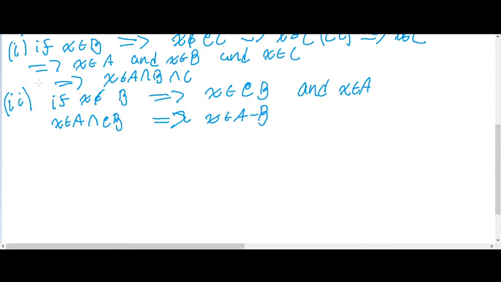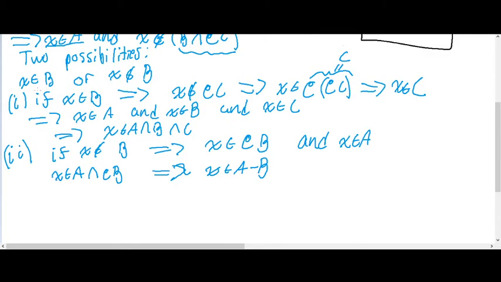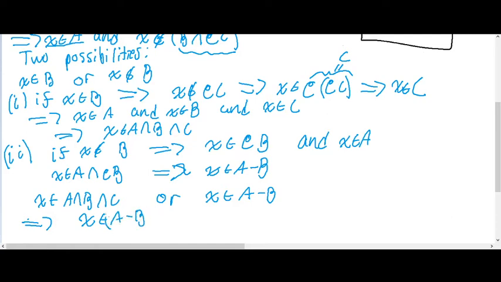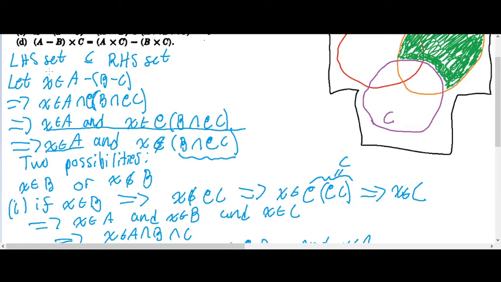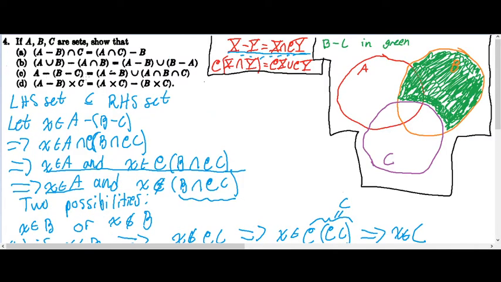And since either possibility 1 or possibility 2 can hold, we have that x is in A intersect B intersect C, or x is in A minus B, which is the same as saying x is in A minus B union A intersect B intersect C. And we've done it. We've shown that any general x in the left-hand side set, A minus B minus C, must also be in A minus B union A intersect B intersect C.